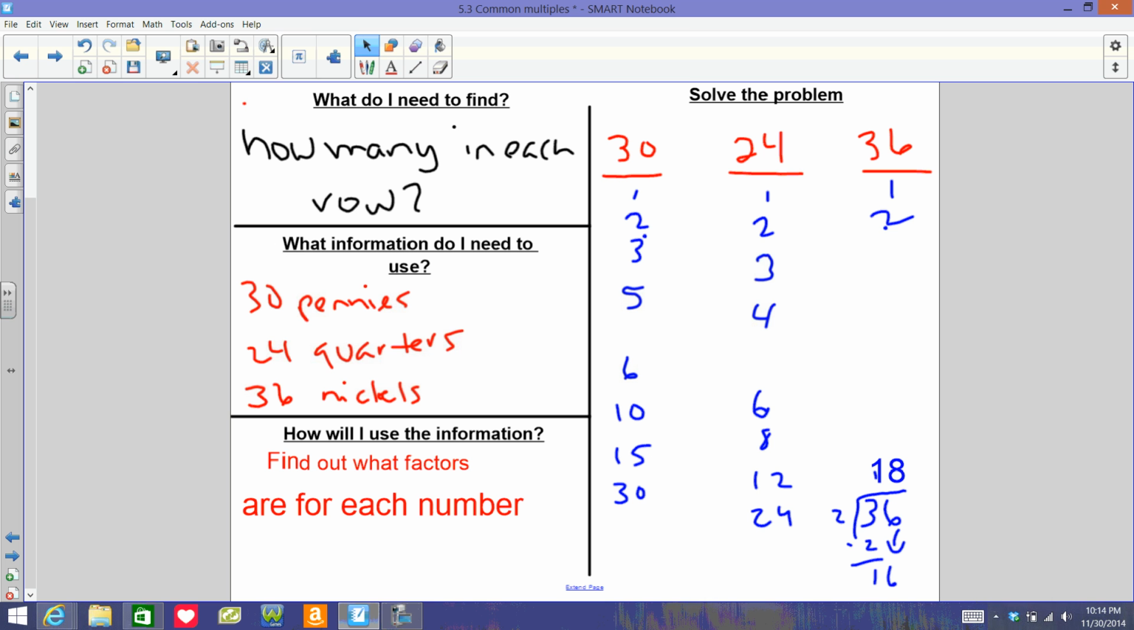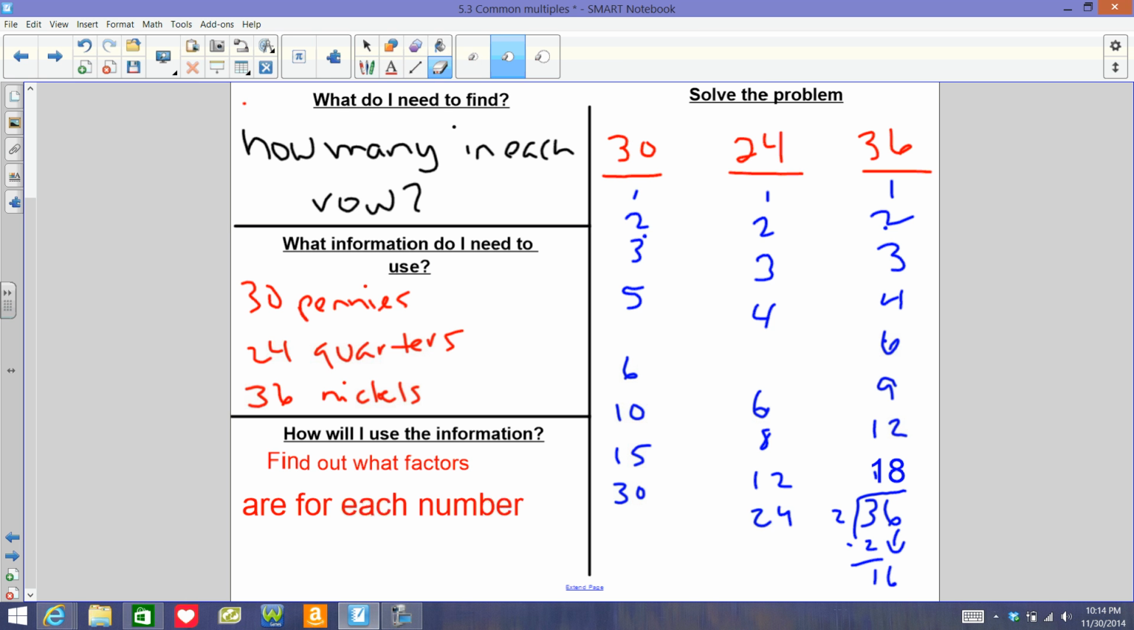Can 3 go into 36? 3 can go into 36. 3 can go into 3 one time, and 3 can go into 6 two times. So 3 times 12 is 36. How about 4? 4 times 9 is 36. 5 can't go in because it doesn't end with a 5 or a 0. 6, oh, 6 times 6 is 36, right? 7 can't go in, 8 can't go in, and then we'll just start repeating numbers. So there are our factors for this.